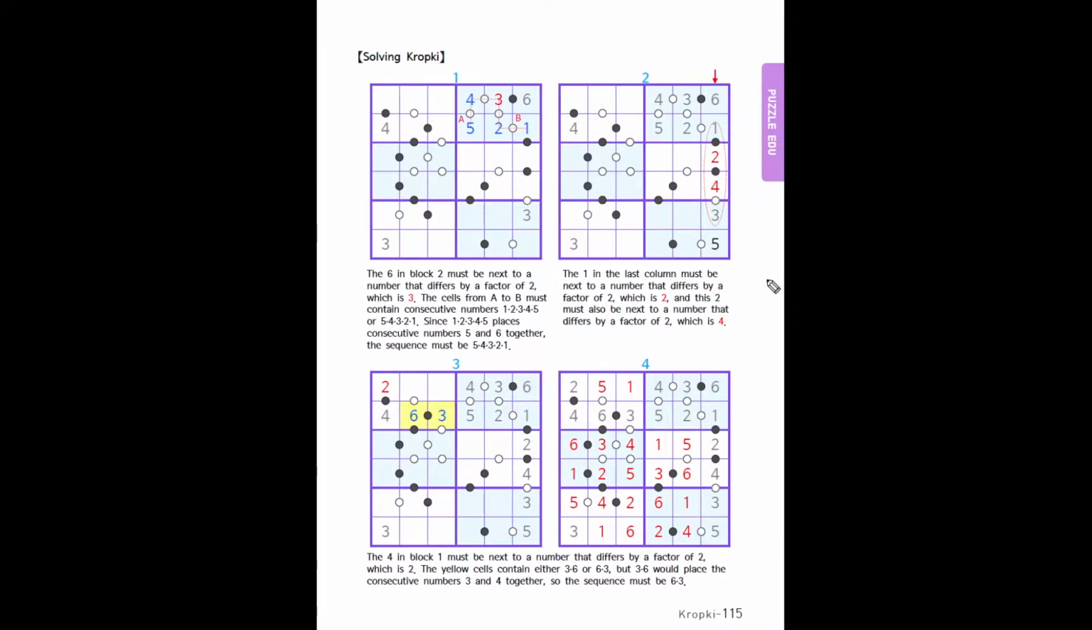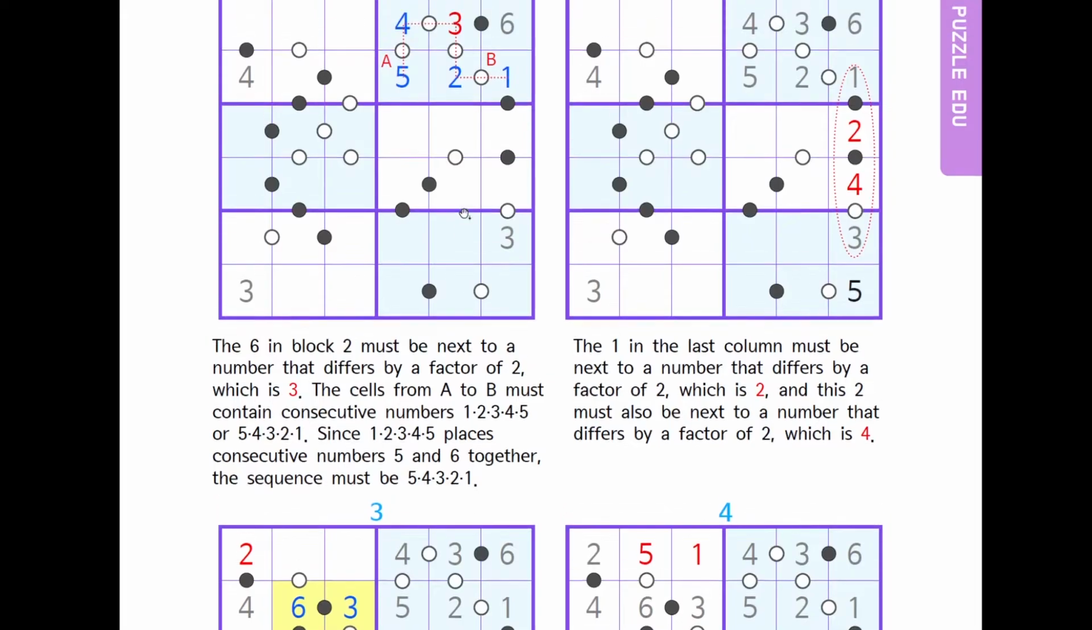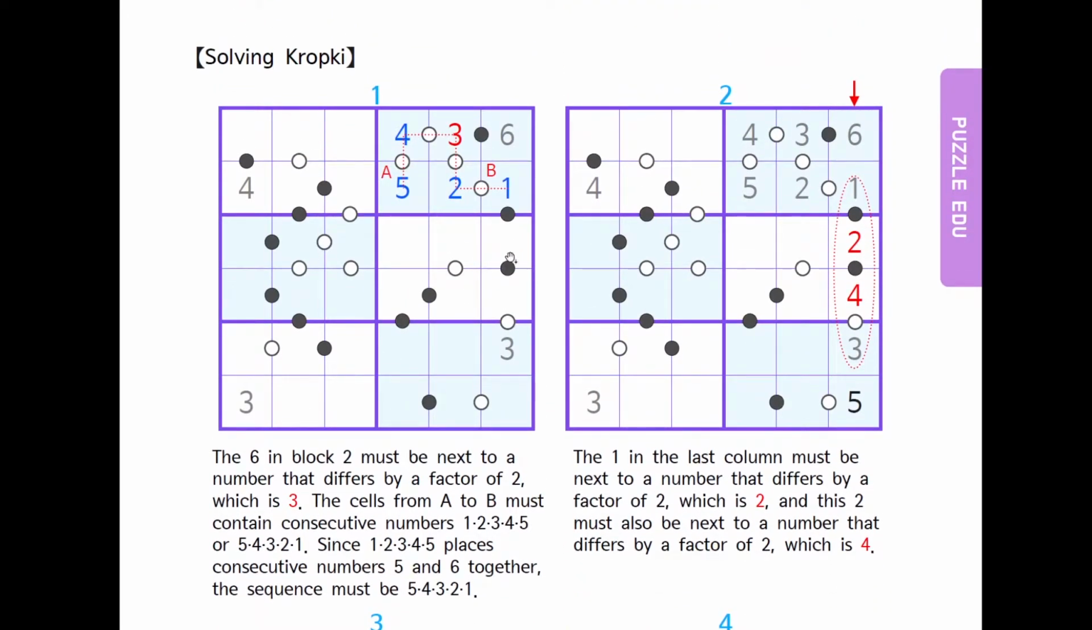Alright, let's go through this example together. If you're following along, go to page 115 of your Variety Sudoku Intermediate Workbook. I'll be explaining each of these 4 progressions. So in this first progression, the 6 has a black circle to the left of it, which tells us that the cell must contain a number that is either 2 times larger or 2 times smaller than 6.